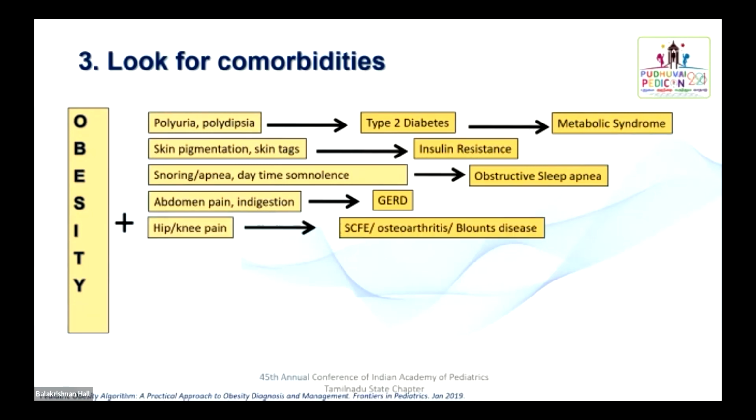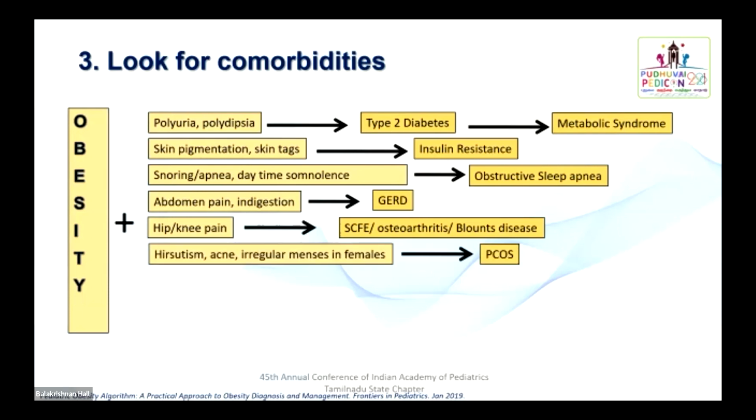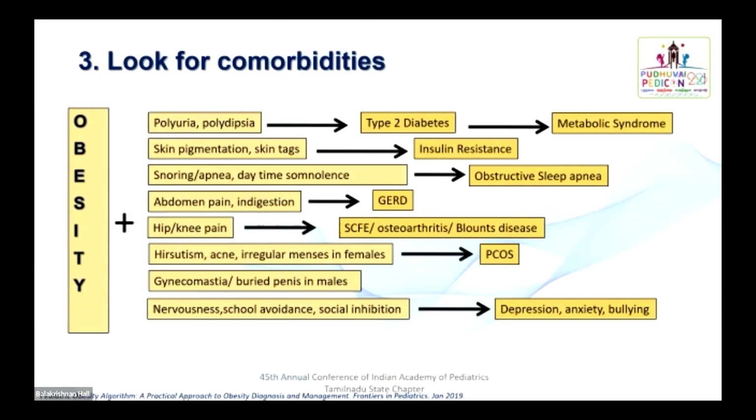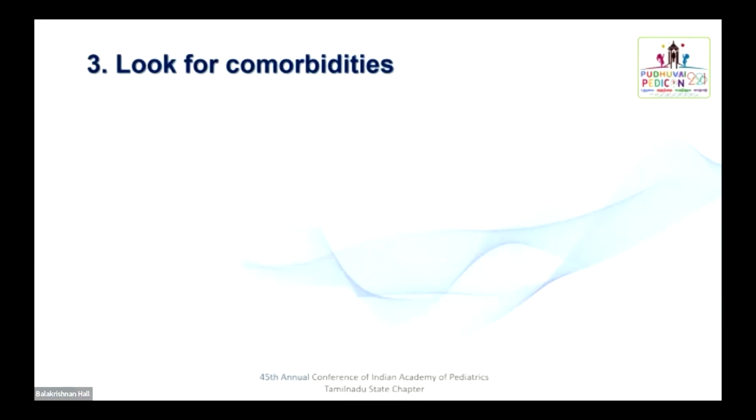Musculoskeletal symptoms. You may pick up slipped capital femoral epiphysis, Blount's disease, osteoarthritis. Hirsutism, acne, irregular menses in females indicate PCOS. Boys usually come with gynecomastia. And look for psychosocial comorbidities, which are usually associated with obesity: depression, anxiety, bullying. There could be eating disorders and substance abuse. Look for comorbidities everywhere. Whenever you see an obese child, you may miss this.